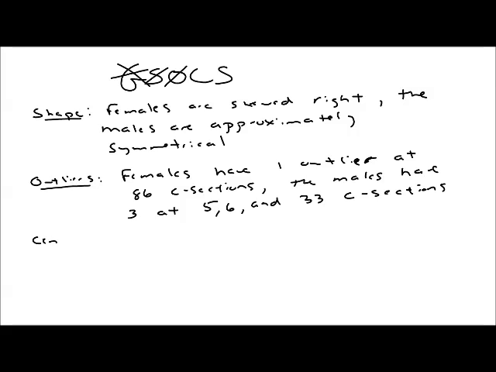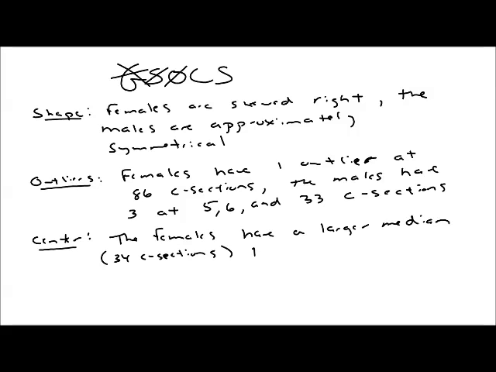Center. Well, what do you think measure of center you're going to use? Doesn't really matter about shape here. You got box plots, you're going to use median. Now you want to compare the medians. The females have a larger median at 34 C-sections than the males, which has 18.5.